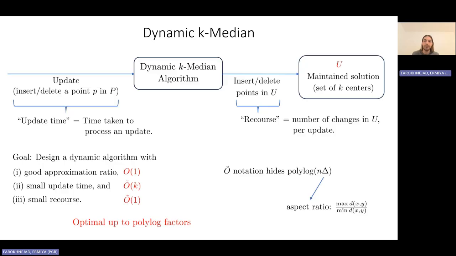And for the recourse, assume that some adversary inserts a point far, far away from the current space. If we want to have constant approximation, according to the objective function, we should consider this new point as a new center in our solution. It means that the recourse of the algorithm is at least 1 per update. This means that tilde of 1 is actually optimal up to polylogarithmic factors for the recourse of the algorithm. So this is the best that we can hope for any dynamic algorithm.